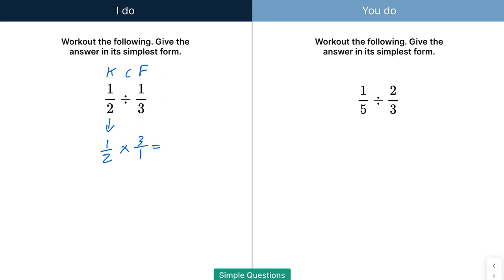And that is it now. All you do is cross multiply. So 1 times 3, that gives me 3. And then 2 times 1, that gives me 2. Now the question does say give the answer in its simplest form. Now this can't be simplified, so we're going to leave it at that.